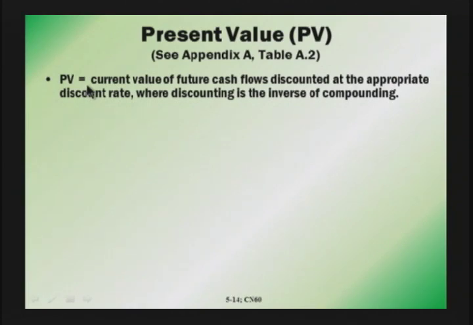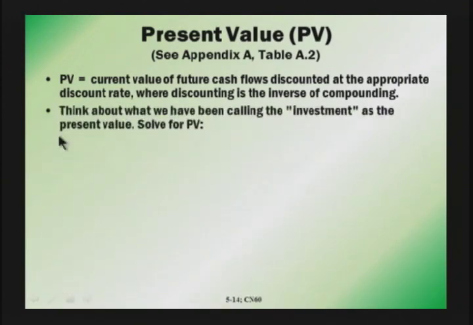Present value is the current value of something that's going to occur in the future. So it's the current value of some future cash flows that we say have been discounted back to the present at some appropriate discount rate. Discounting is the mathematical inverse of compounding. Remember, compounding was taking your present value and multiplying by 1 plus r to the t. The present value is just the inverse of that operation.